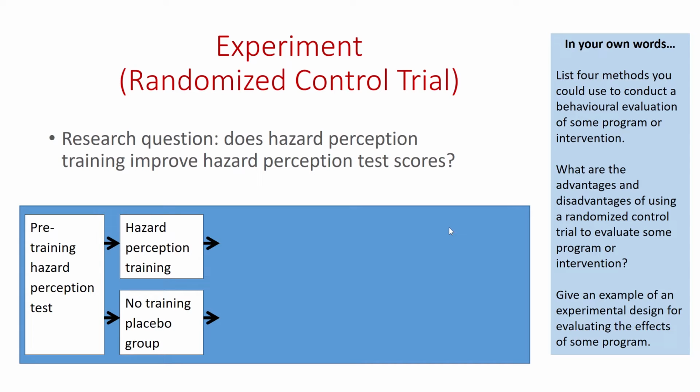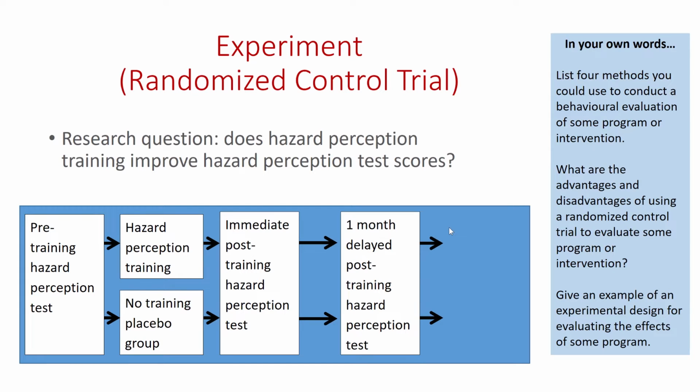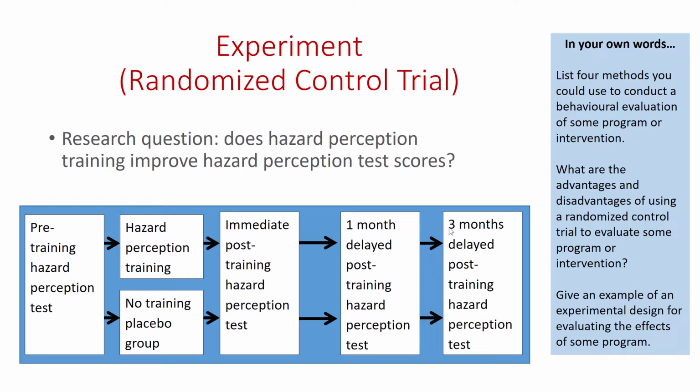Then we take that group and randomly allocate them to either receive our hazard perception training, which is designed to improve their hazard perception, or to a placebo control group, which doesn't get the hazard perception training, but maybe gets some other sort of driver training not related to hazard perception, just to get that placebo effect. Then, when you've either got your training or your placebo, you get a second hazard perception test. We will then maybe wait a month and test them again, and maybe wait 3 months and test them again, to see whether, if we get an immediate effect of training, that effect is still there after 1 month, and still there after 3 months.